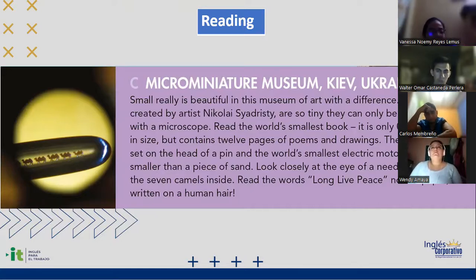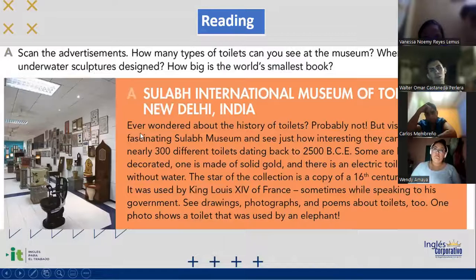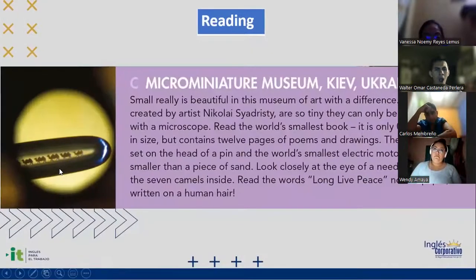So in a needle, right, there are 7 camels. You can see the picture here. This is a needle, you know, aguja, a needle. And you can see the camel here, you see? So, many things. So let's go to the question here. The question says, how big is the world's smallest book?